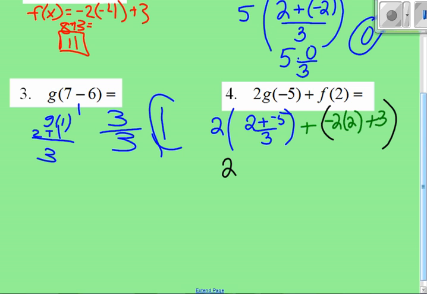What's 2 plus a negative 5? Divided by 3 is? Negative 1. Peter, what happens with this one? What's 2 times negative 2? Negative 4 plus 3 is negative 1. What's 2 times a negative 1? Negative 2. Adding those, I get negative 3.